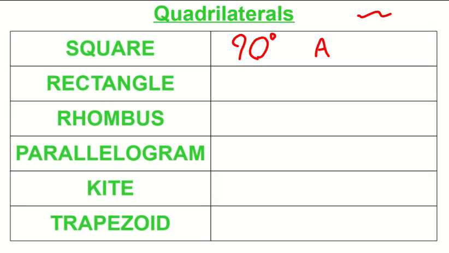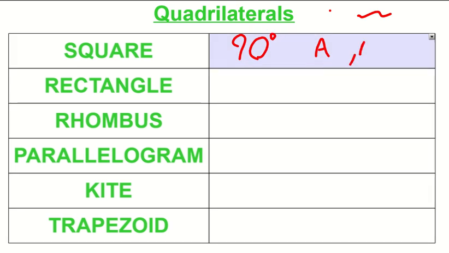Well, we got all A's for the sides. All the sides are going to be the same. All right, so all 4 sides same, 90-degree angles. All right, what about a rectangle?